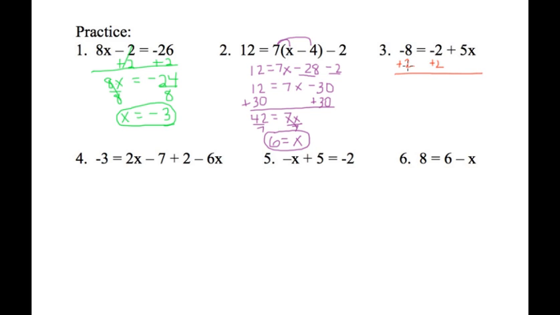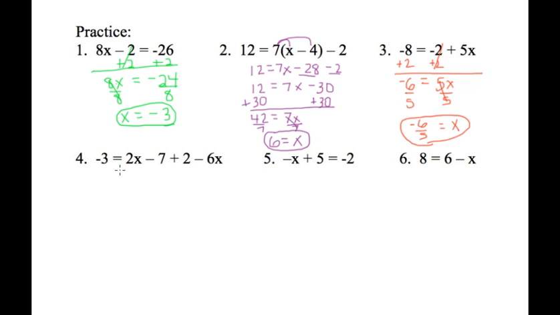Negative 8 and 2. Think money. 8 in the whole, I win 2 back. I'm now 6 in the whole. Negative 6 equals, those are gone, 5x. Remember, work on the side that has the x, so I want to undo timesing by 5. So I divide both sides by 5, and I get x equals negative 6 fifths, or negative 1 1/5.